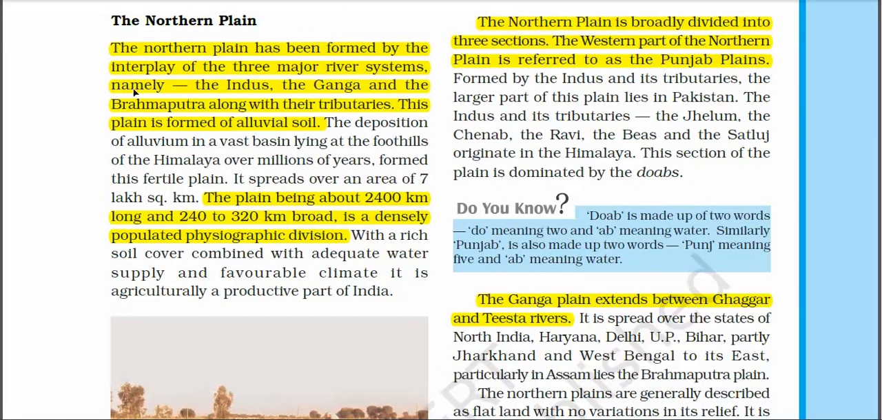Second part is the northern plain. Northern, as it is clear from the name, these are located in the northern parts of India. The northern plain has been formed by the interplay of the three major river systems such as the Indus, the Ganga and the Brahmaputra along with their tributaries. Northern plains are formed of alluvial soil.